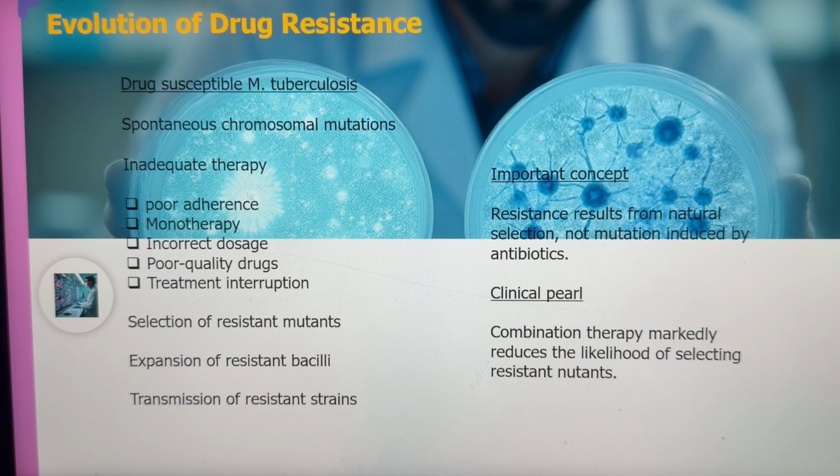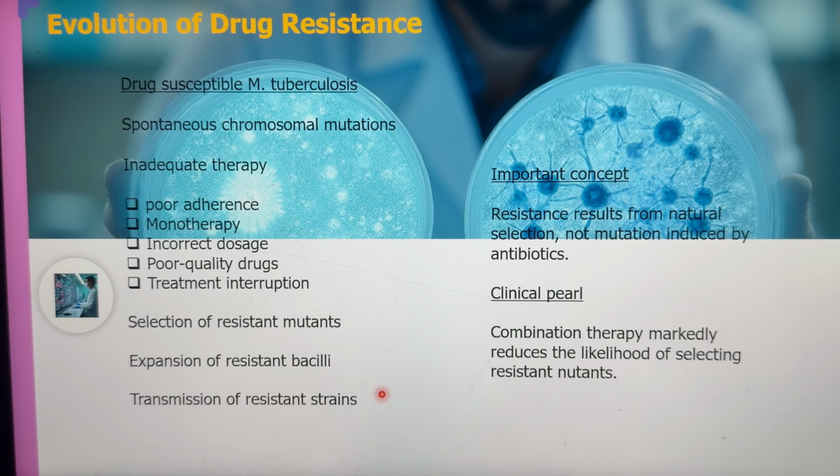Initially, the patient is infected with drug susceptible M. tuberculosis. During bacterial replication, spontaneous chromosomal mutations occur naturally. These mutations are random and exist even before treatment begins. If treatment is inadequate because of poor adherence, monotherapy, incorrect dosage, poor quality drugs, or treatment interruption, the susceptible bacilli are killed while the resistant mutants survive and multiply. Over time, these resistant bacilli become the dominant population and can then be transmitted to other individuals.